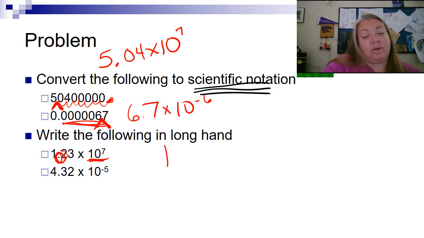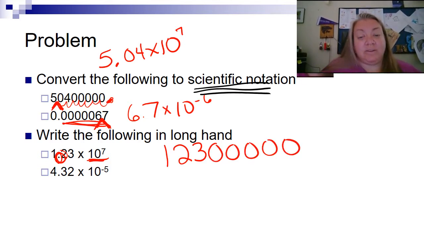All right, so I have 7 decimal places I'm moving. 1, 2, and then everything else is going to be a 0. 3, 4, 5, 6, 7. Okay. And then you could go back and you could figure out how you would name that in traditional terms. Hundreds, thousands, millions, 12.3 million or 12,300,000. You remember doing that as a kid.